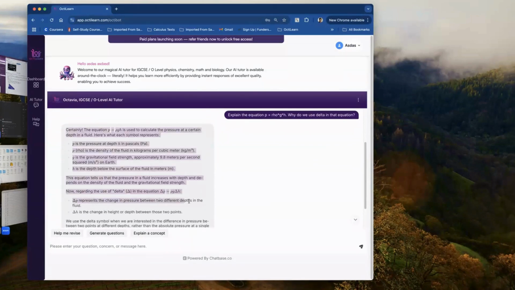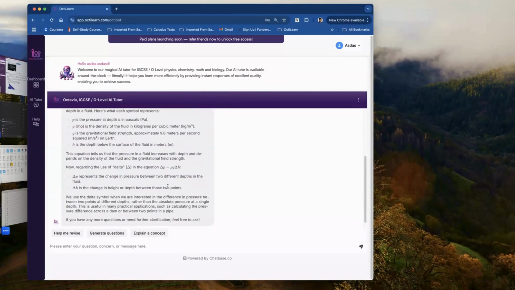represents the change in pressure between the two different depths. Delta h is the change in height between the two points. And it's saying that we use the delta symbol when we're interested in the difference in pressure between two points at different depths rather than the absolute pressure at a single depth.